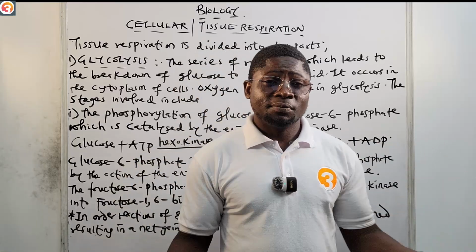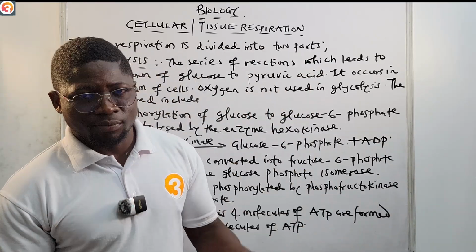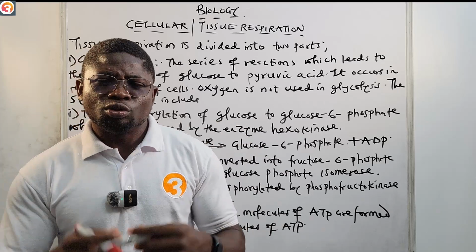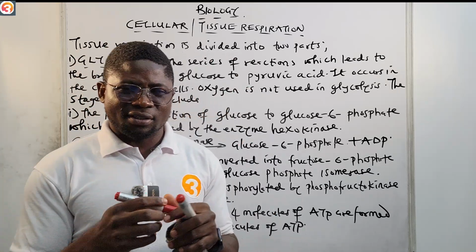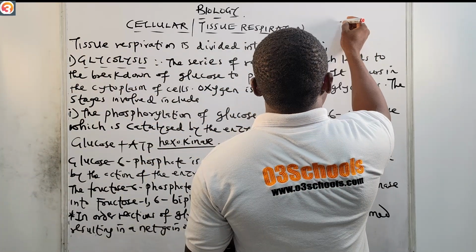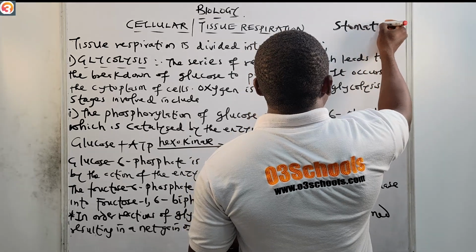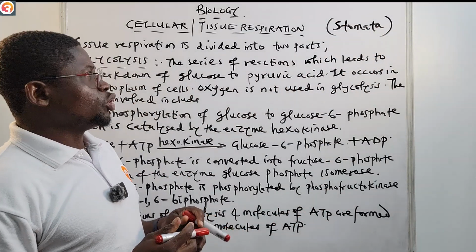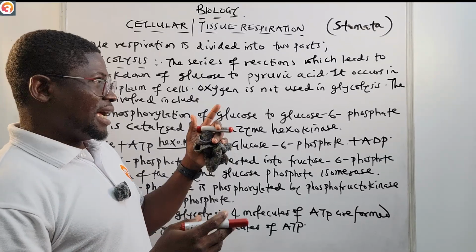Plants take in oxygen and give out carbon dioxide. They do this through openings in their leaves, known as stomata.